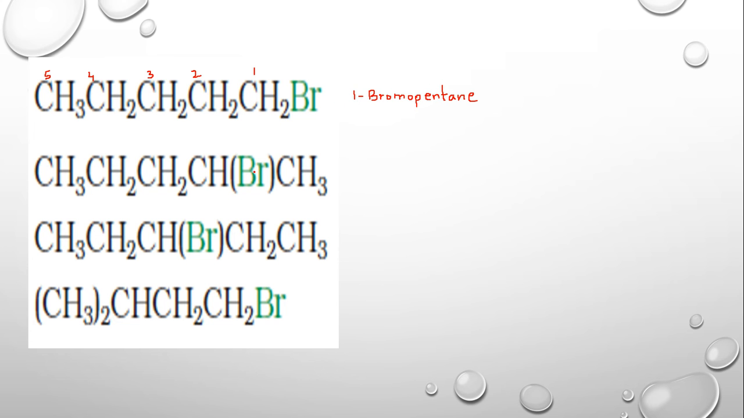Next, look over here. Br, it is attached to carbon. Okay, on this carbon, numbering will start from carbon atom, which is on the right hand side. Carbon 1, 2, 3, 4 and 5. Give the lowest number to the halogen. So the name is going to be 2 bromopentane.